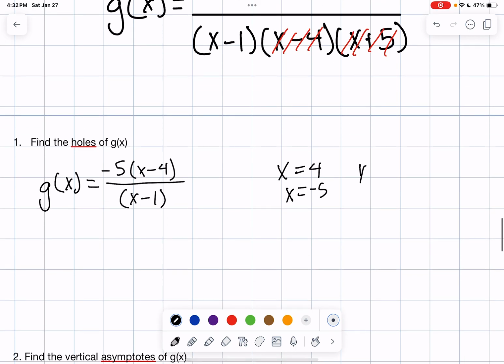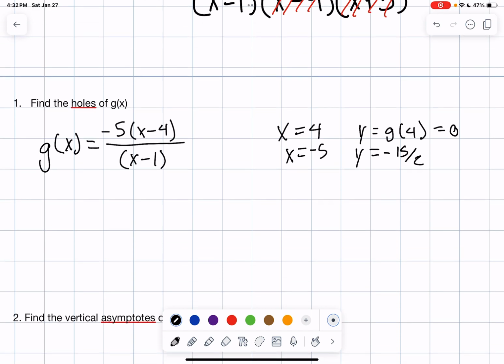Now, to find the y-coordinate of each of these holes, we're going to plug in the x-coordinate into g of x. So y for x equals 4 is going to equal g of 4, which equals 0. The same thing for negative 5, which will be negative 5 times negative 5 minus 4 over negative 5 minus 1, which is negative 15 over 2. So the coordinates of our holes for g of x are (4, 0) and (negative 5, negative 15 over 2).